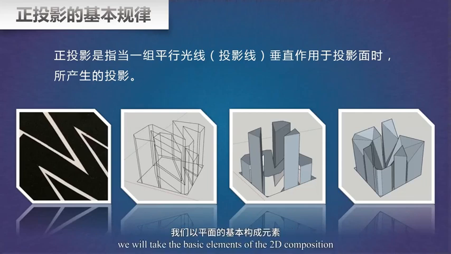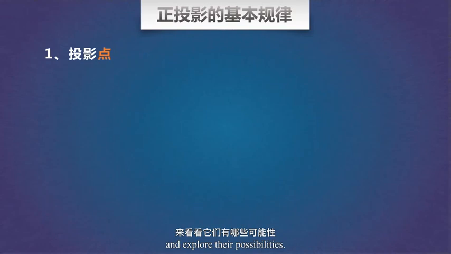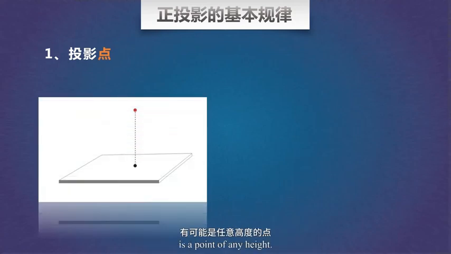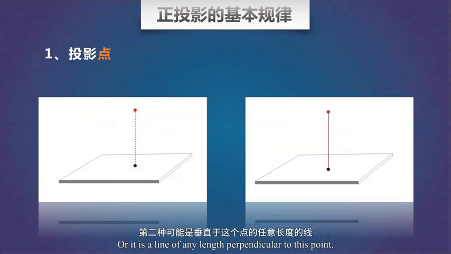Next, we will take the basic elements of the 2D composition, points, lines, and planes as projection images, and explore their possibilities. When the projection image is a point, the most likely object projected onto the plane is a point of any height, or it is a line of any length perpendicular to this point.